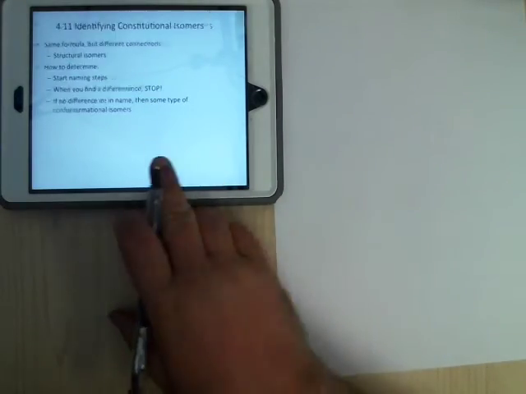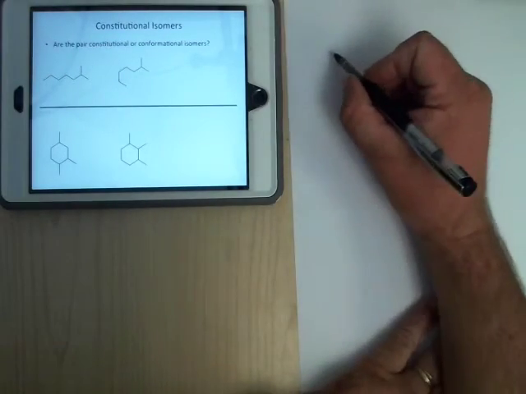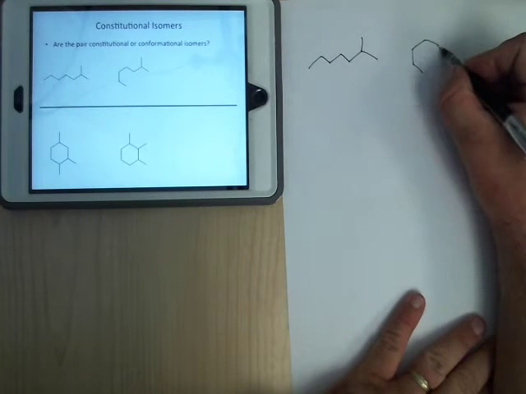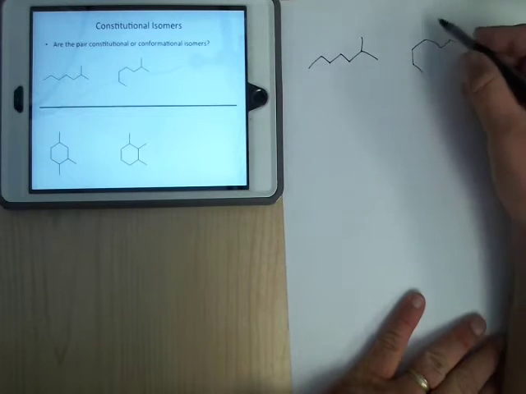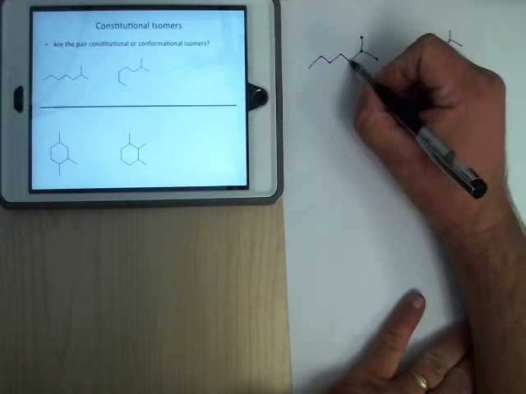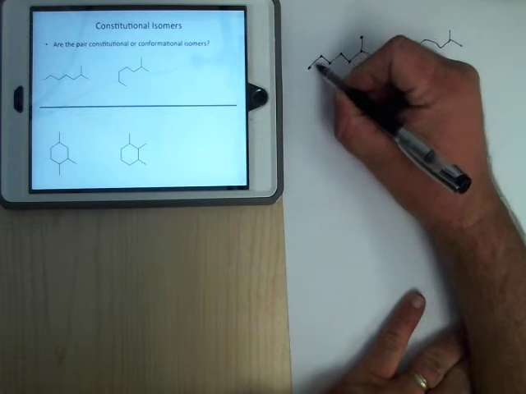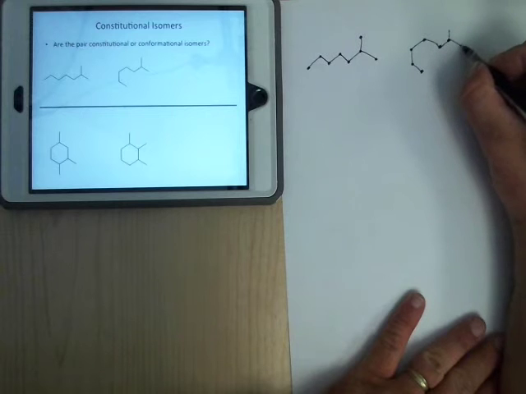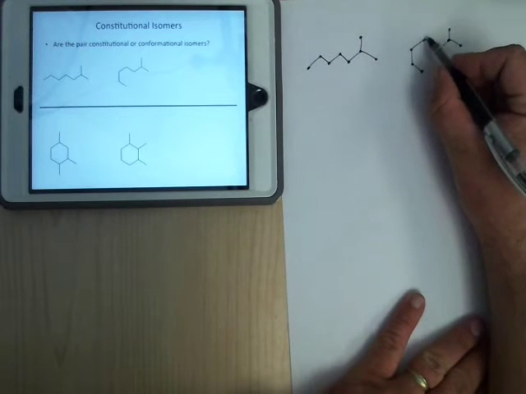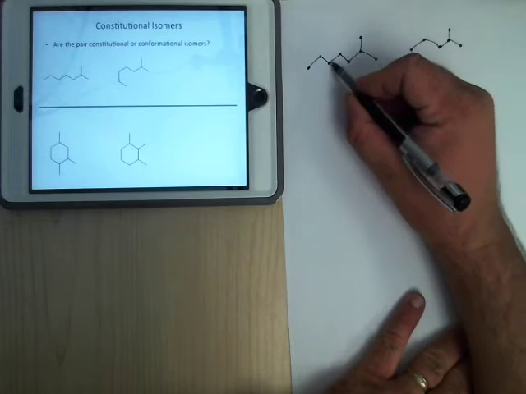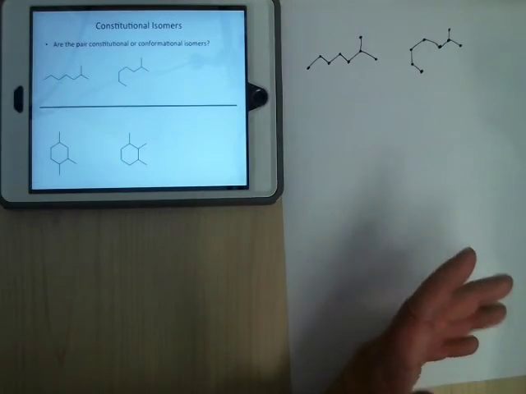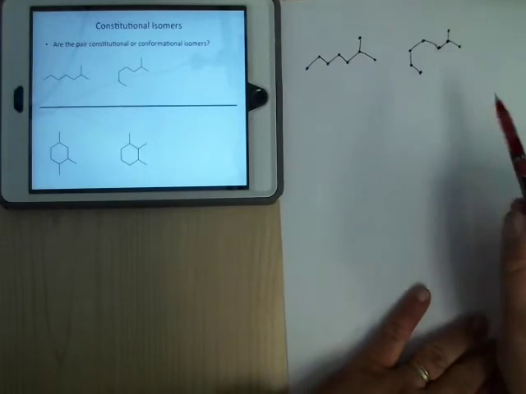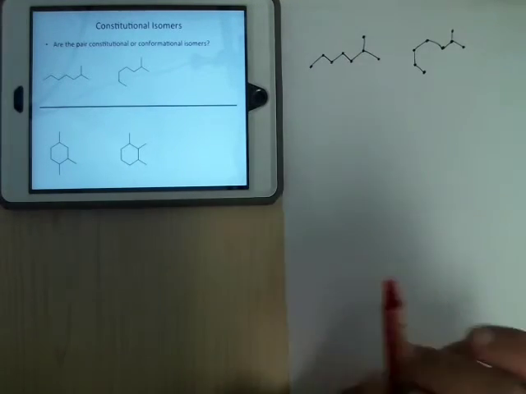So if you've got this one here, the first thing you should probably do is just count the number of carbons. If they have a different number of carbons, then it doesn't matter if they look the same. They aren't even isomers of each other. So here we go: 1, 2, 3, 4, 5, 6, 7, 8. And 1, 2, 3, 4, 5, 6, 7, 8. You can assume that the hydrogens are there, but we have the same number of carbons. So that's at least good, they're at least isomers of each other.